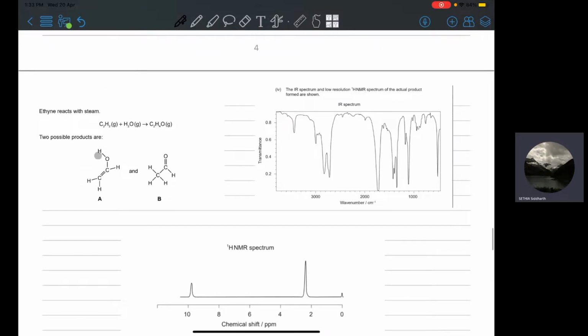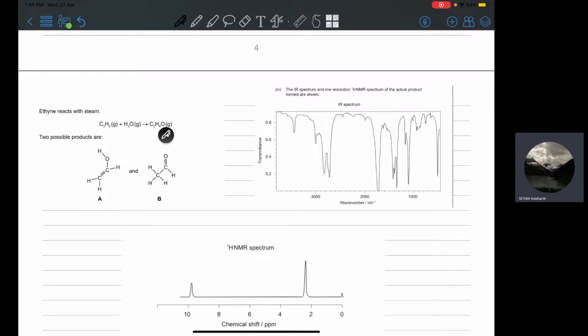For A, we can see we have an alcohol, the OH group over here, and we have this alkene double bond over here. And then for B, we have this aldehyde group, this carbonyl group over here. Sorry, not aldehyde. The aldehyde would be this whole thing, and the carbonyl would be just this over here. This would be the carbonyl.